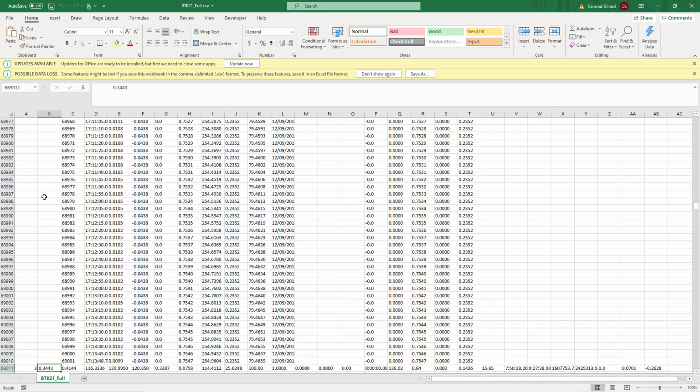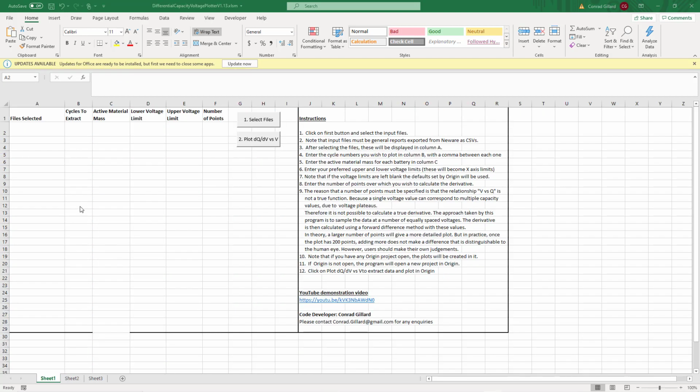Unfortunately, due to the format of this file, extracting the required cycles and calculating their derivatives is a time-consuming and error-prone process. As a result, I developed a program to automate this process.